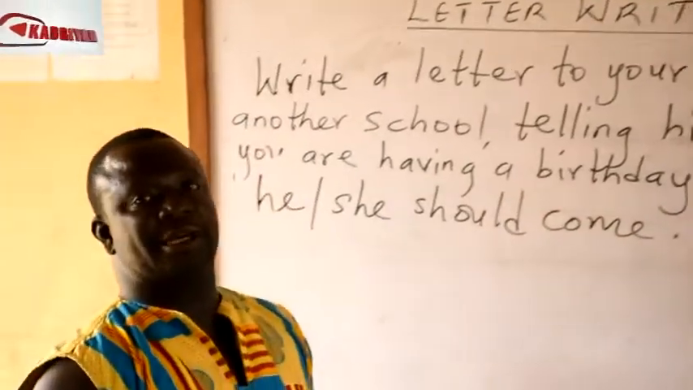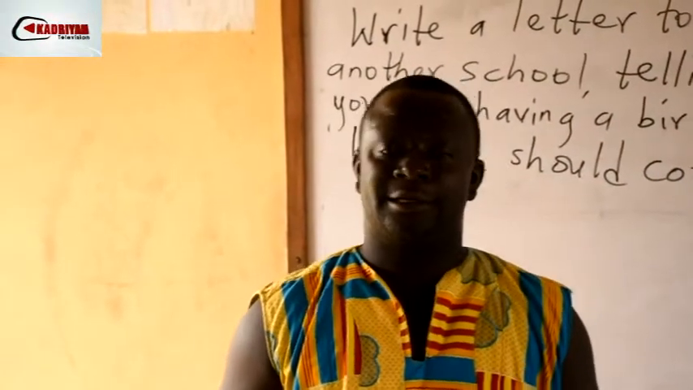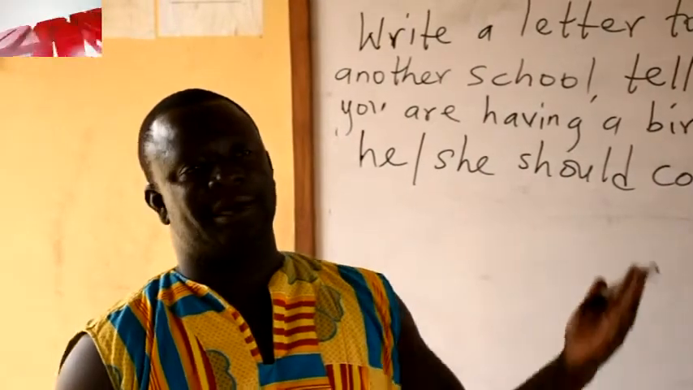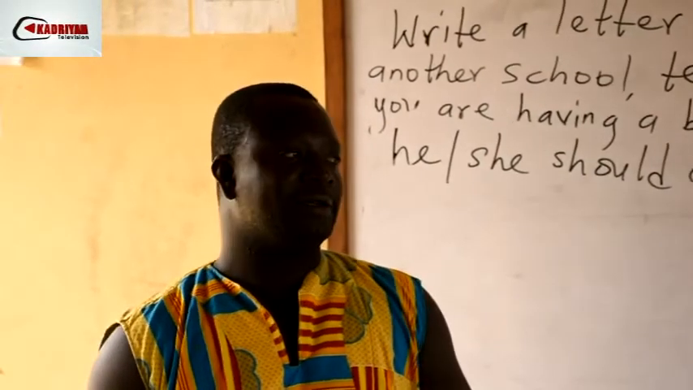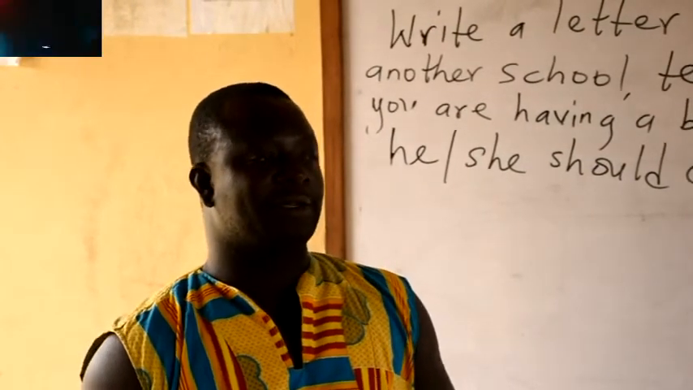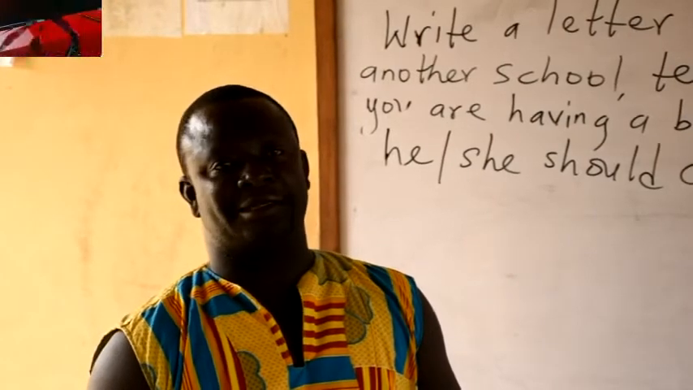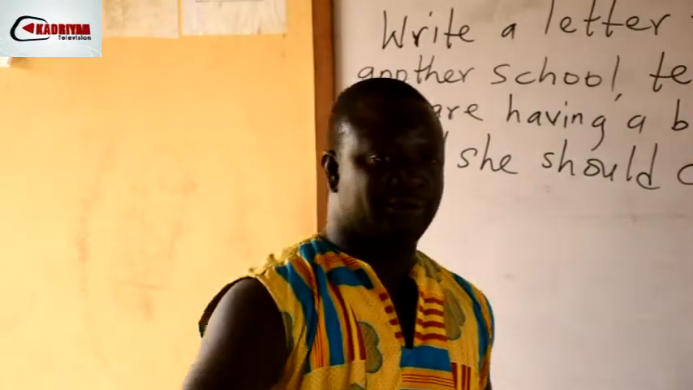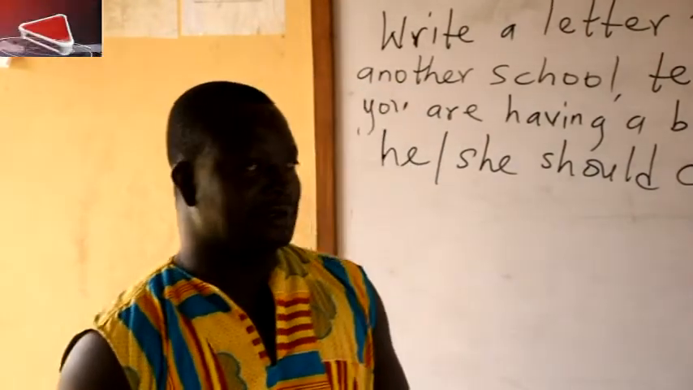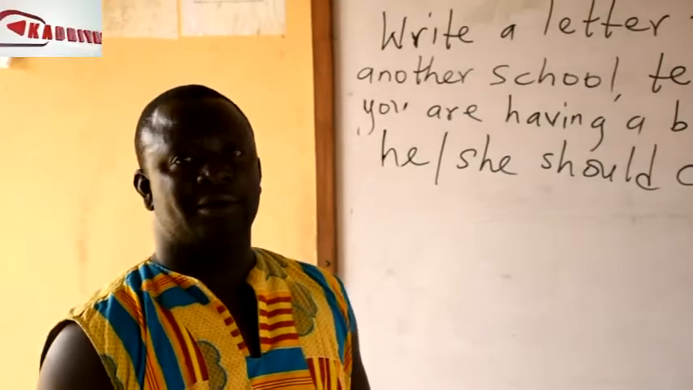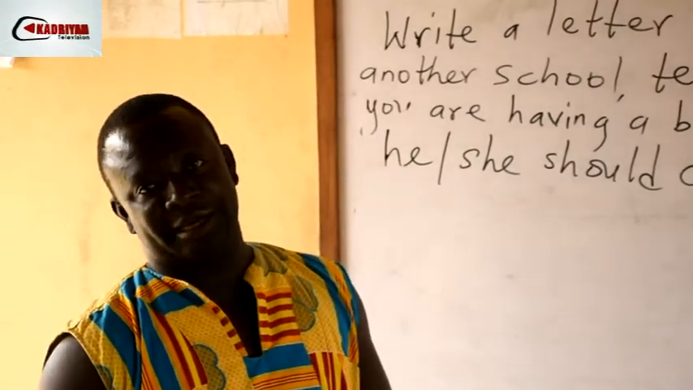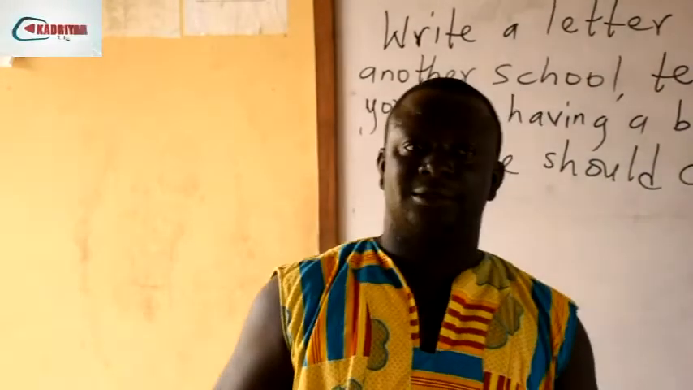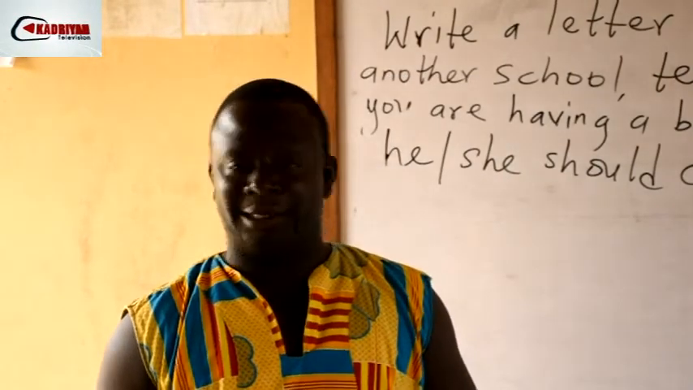You are writing a letter to your friend, inviting him or her to your birthday party. That is simple as that. So you write your address, then your date, your salutation, your introduction, then the body, that is, you invite the person to come to your birthday party. After that you conclude, and then you write your subscription and your name. That's all. Thank you. We are going to meet again next week, and when we meet again, we are going to talk about sending personal letter.